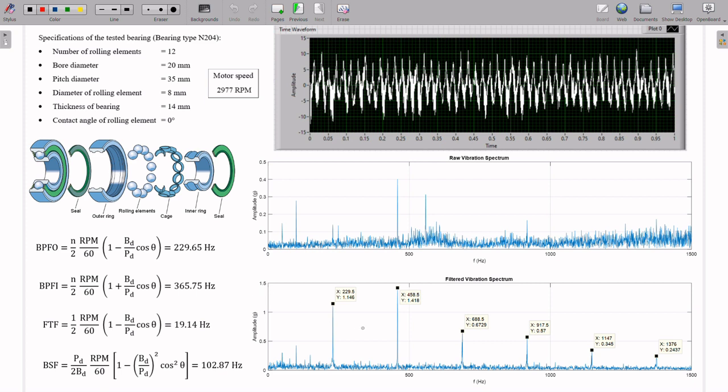Furthermore, we can focus on these spectrum peaks. And actually, 458 is 2 times 229. 688 is 3 times 229. And also 917 is 4 times 229. We call these harmonics. In conclusion, if you find harmonics with respect to the BPFO, then the possibility of outer race defect will be higher.